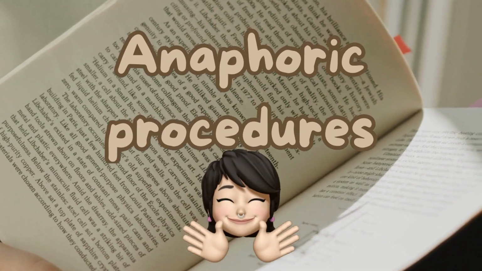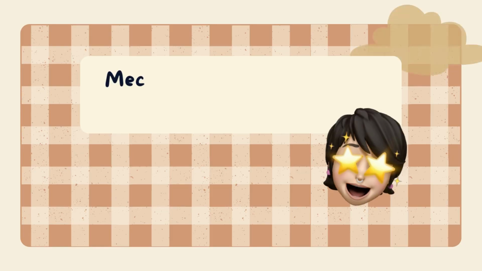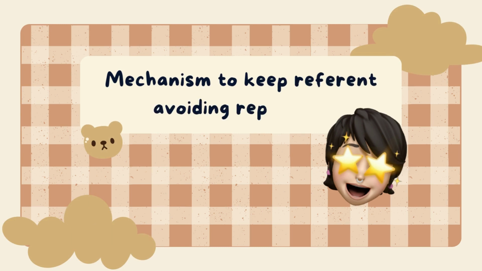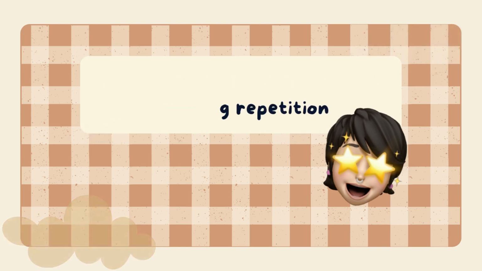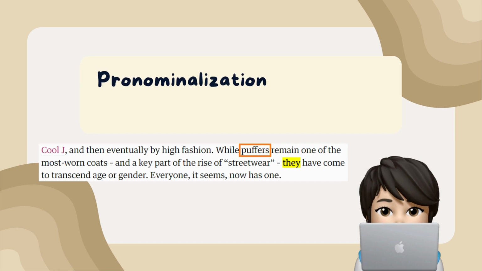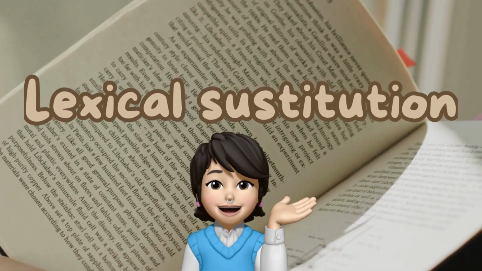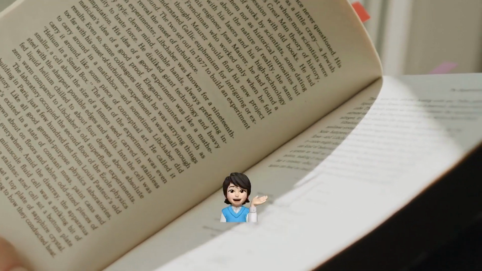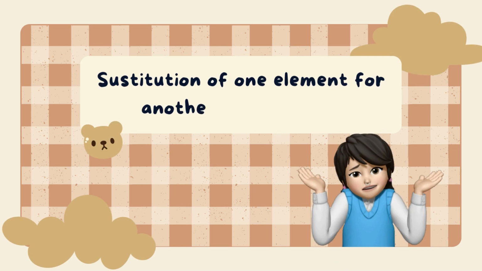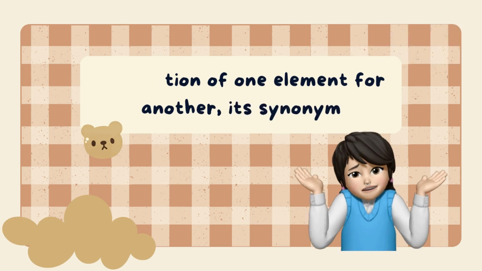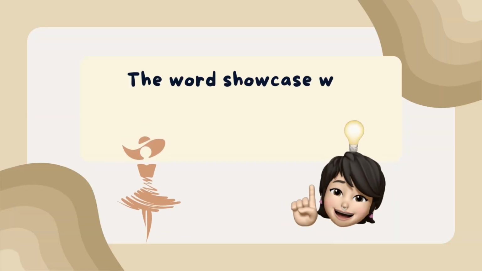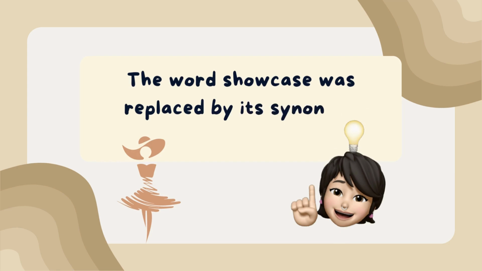Following with anaphoric procedure. This is the mechanism to keep reference, avoiding the repetition of them. In the pronominalization, the noun puffers were referred to next as they. And finally, the lexical substitution, which is the substitution of one element for another. In the text, the word showcase was changed to a synonym, catwalk.